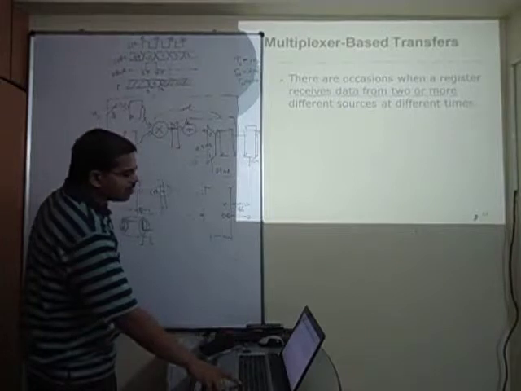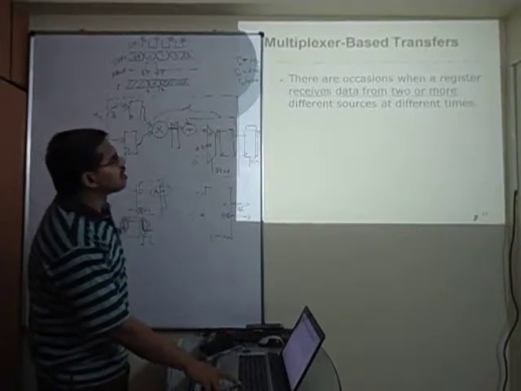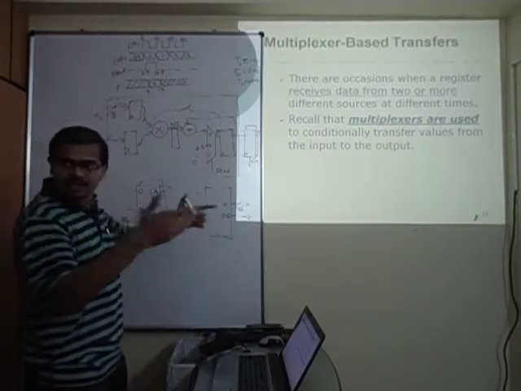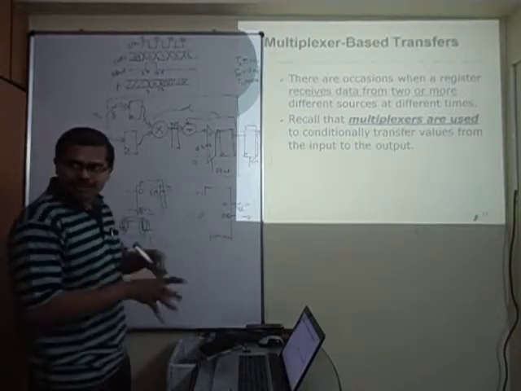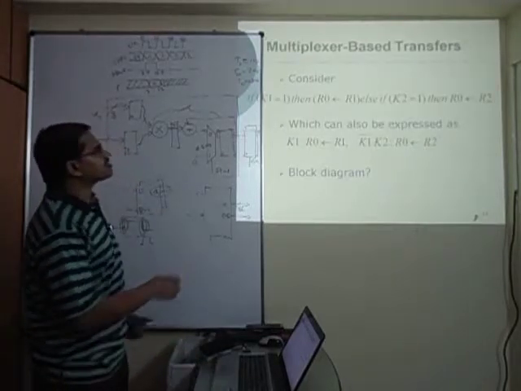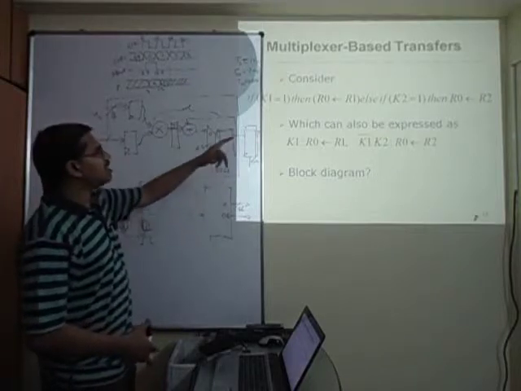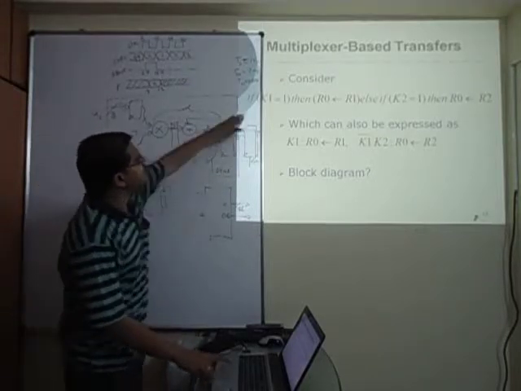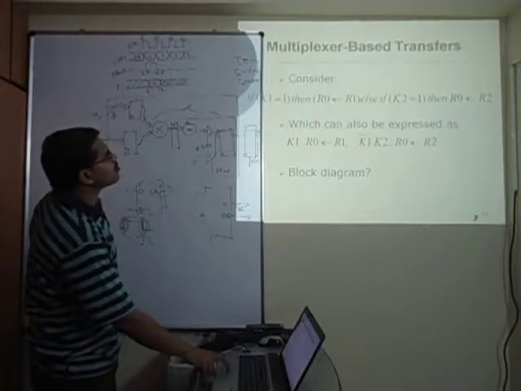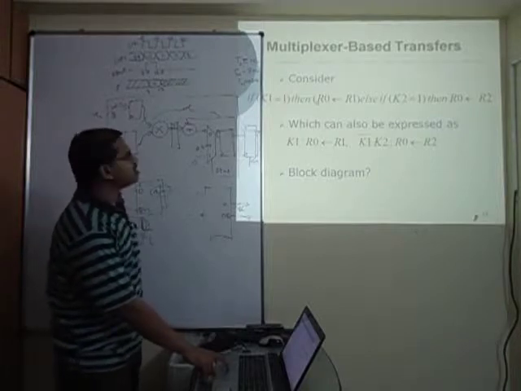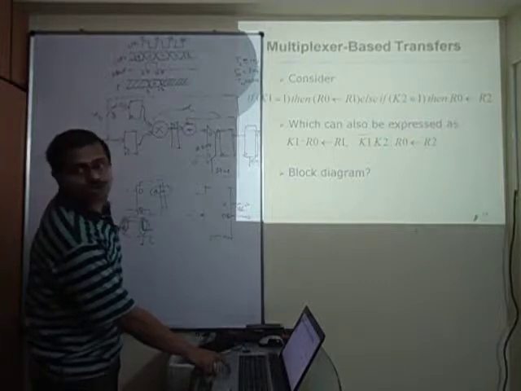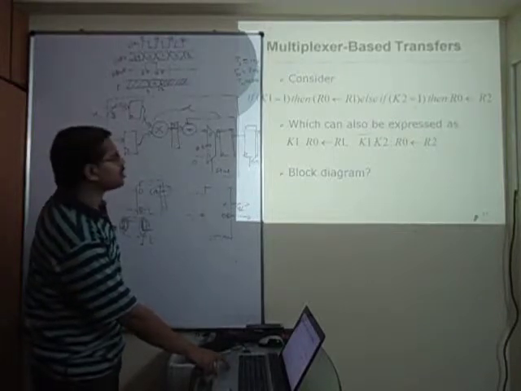Now, when you have muxes, for example, there are occasions where a register receives data from 2 or more sources. How do you select one among the sources? Muxes are the easiest way. Look at this example. If K1 is equal to 1, you want R1 to be copied to R0. Else, if K1 is not 1 and K2 is equal to 1, then you want R2 to go into it. So you want to put this into equations.